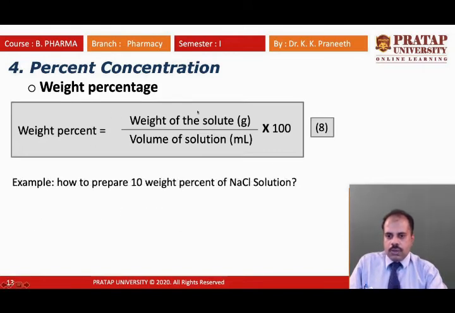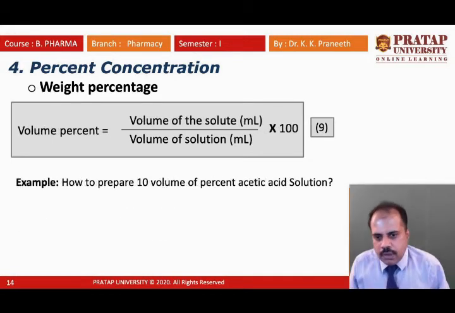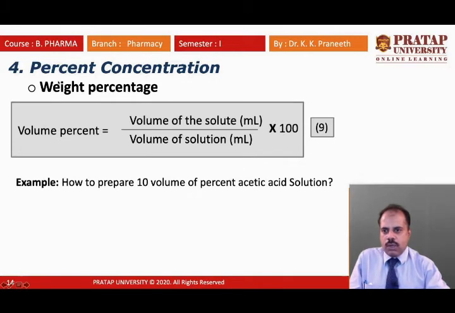So this is how we have seen how to make the sodium chloride solution by using weight percentage. Let's see how to prepare a volume percentage. Okay, this is volume percent. The second example, this is actually not correct. It's weight percentage, not volume percentage. Please change it. So volume percentage is volume of the solute in milliliters divided by the volume of the solution in milliliters, okay, into 100.